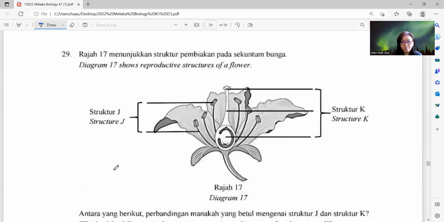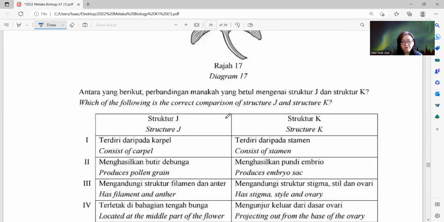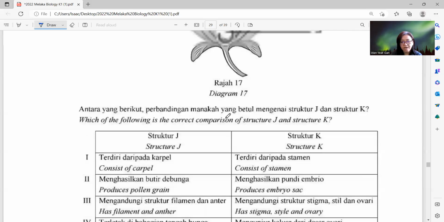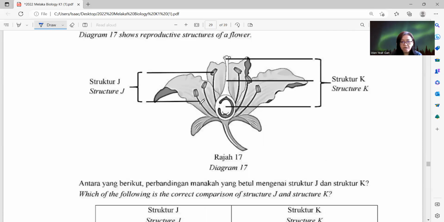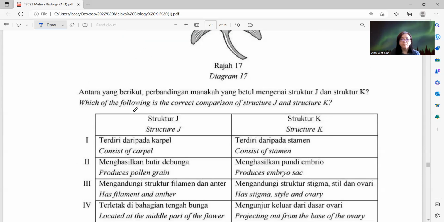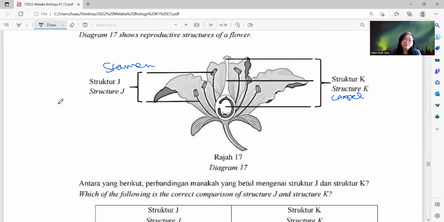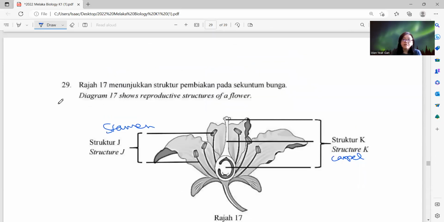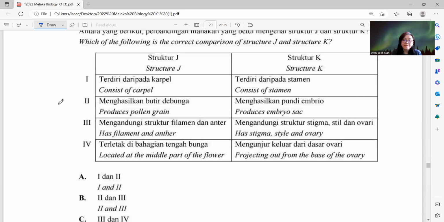29. The diagram shows the reproductive structure of a flower. Which of the following is correct? Comparison of structure J and K. J is the stamen, while K is the carpel. So J is the male part, while K is the female part. So we have to find the comparison between a male and a female part. Okay, so the first one is wrong already.